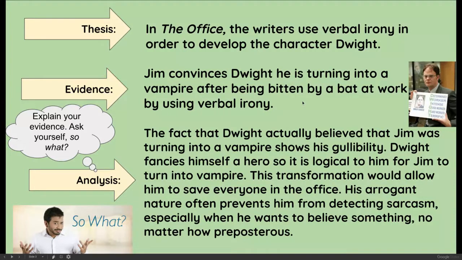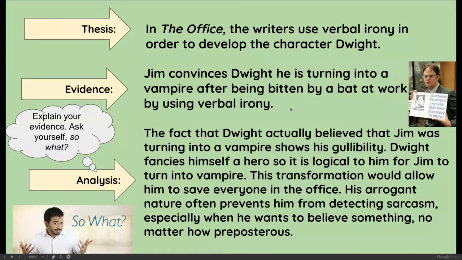So then this is the first piece of evidence to support this thesis statement. Jim convinces Dwight he is turning into a vampire after being bitten by a bat at work by using verbal irony. This is the evidence. This is basically a fact from the show. This happened. But then the question is, so what? How does that develop the character of Dwight?